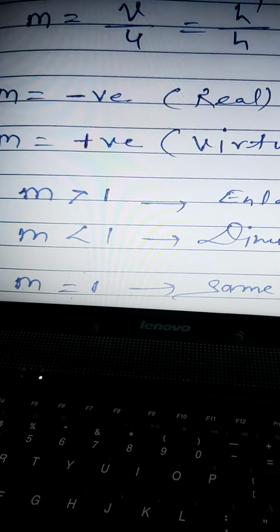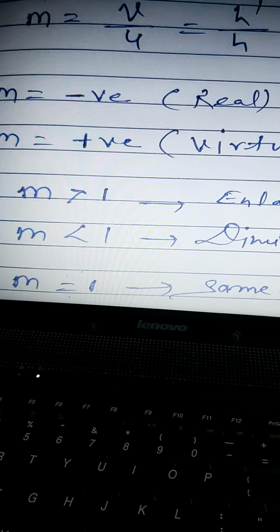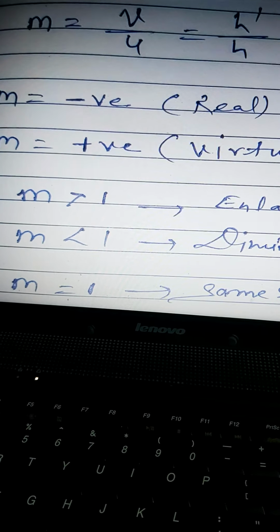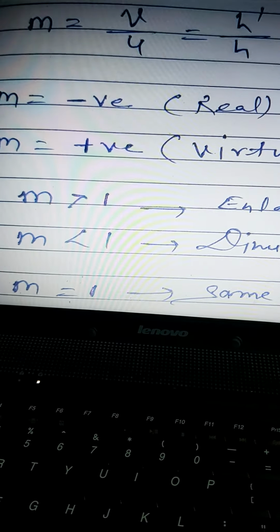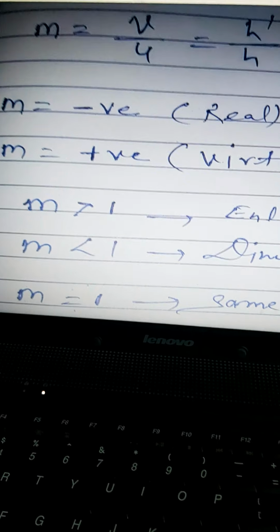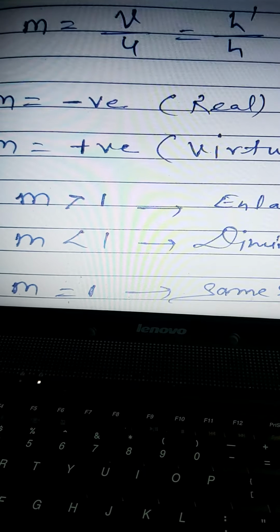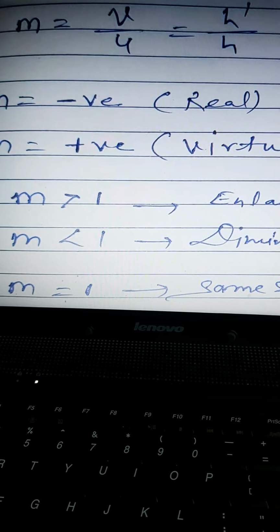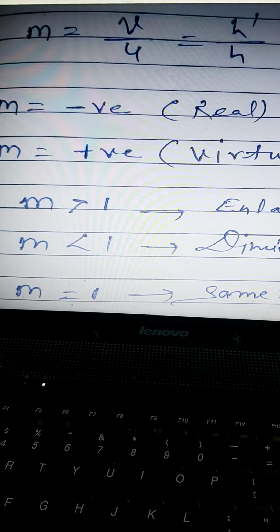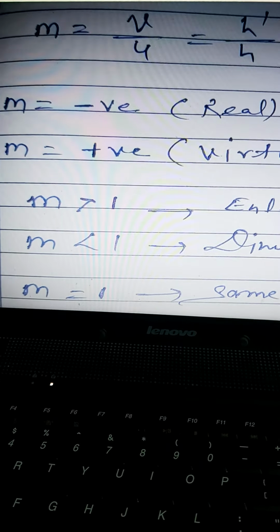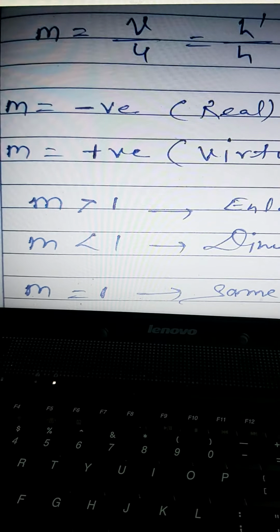So that is the lens formula and magnification. These are the small things you have to always remember in your mind. This is the very basic thing that you have to keep in your mind always. So this is the lens formula and the formula of magnification.